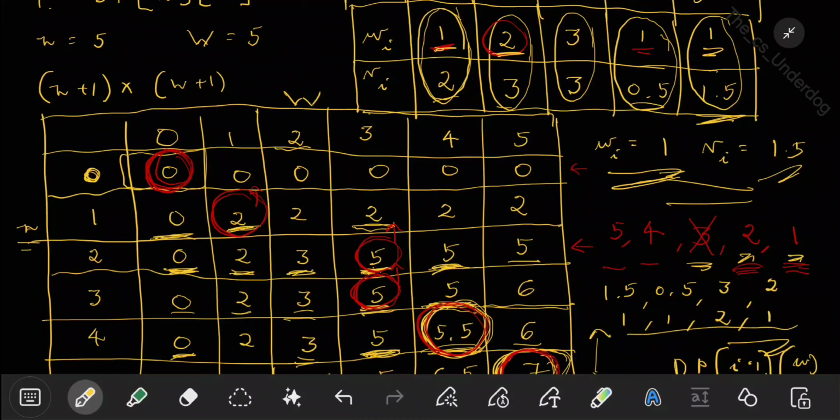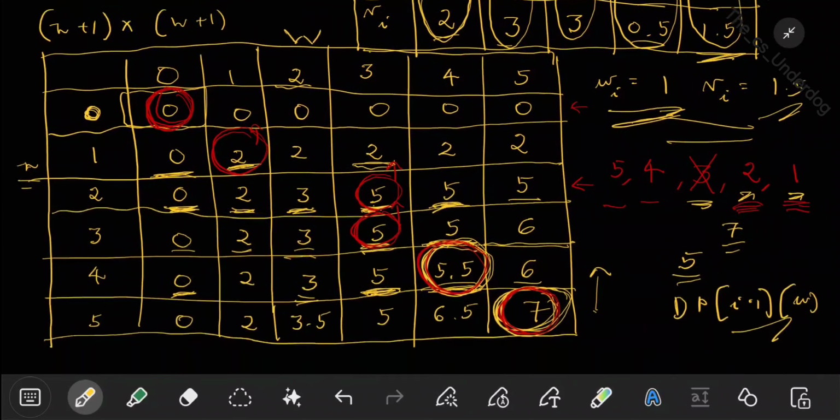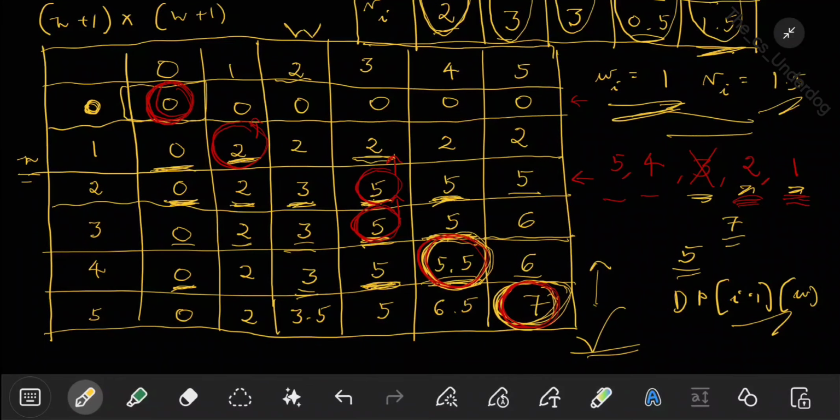So if you add all the weight, 2 plus 1 plus 1 plus 1, the total is 5. We know the total capacity of the knapsack is 5. So the total weight of 5 is matching. What about the value? If you add these values, 2 plus 3 is 5. 5 plus 0.5 is 5.5. Plus 1.5 is 7. So 7 is the total value that you get from the knapsack, which is also right. It is also matching.